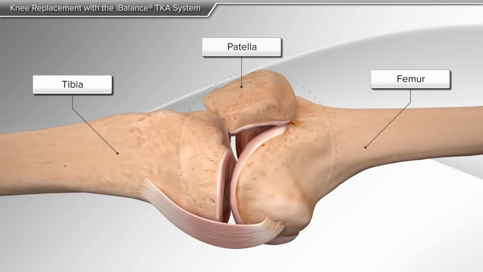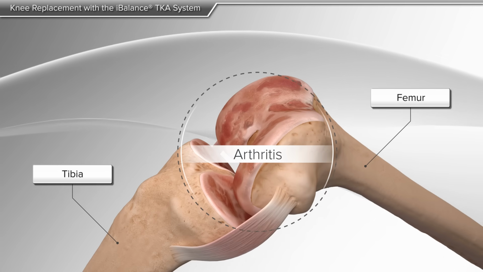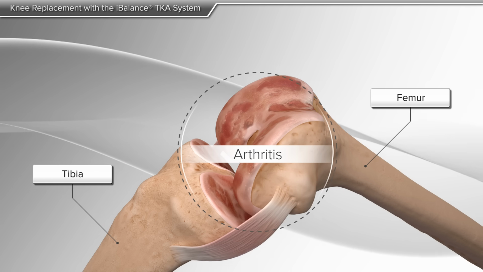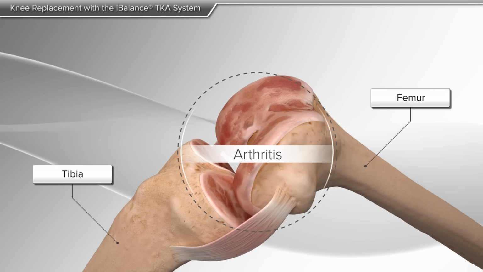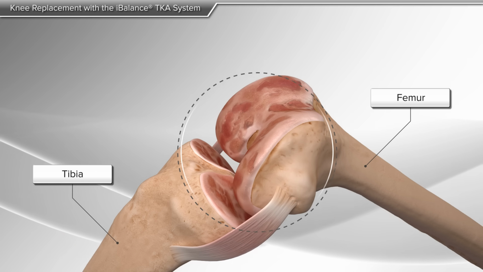In knee arthritis, the cartilage on the end of the bones slowly wears away, causing pain and irritation, making daily activities difficult. Arthritis can affect all or just one area of the knee. In this case, the entire knee is affected and a total knee replacement is performed.